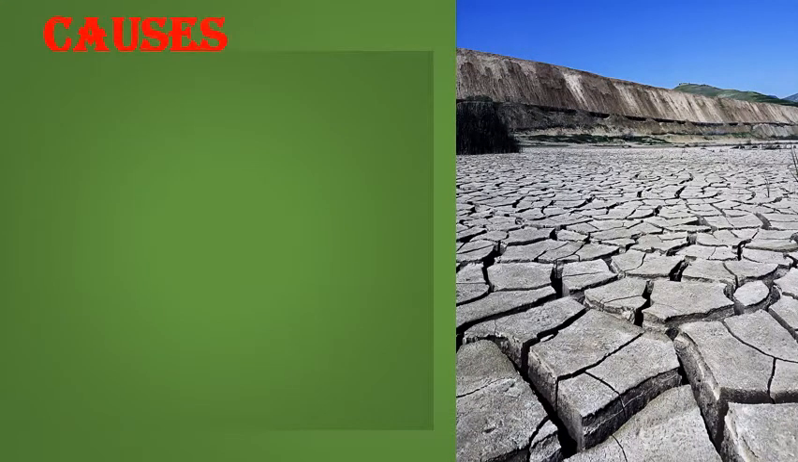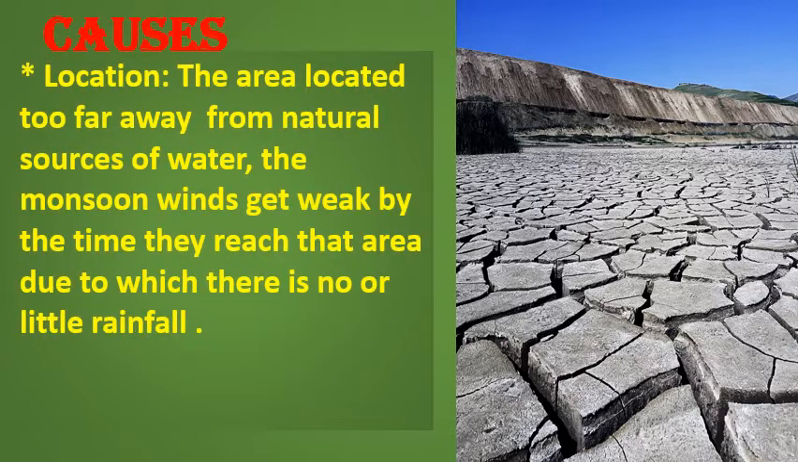Causes of drought. The location. If the area is located too far away from natural sources of water like rivers and the sea, then the monsoon winds get weak by the time they reach the area, due to which there is no or little rainfall. In India, some areas of Rajasthan, Bihar and Madhya Pradesh, since they are away from these natural sources of water, tend to receive little rainfall throughout the year.